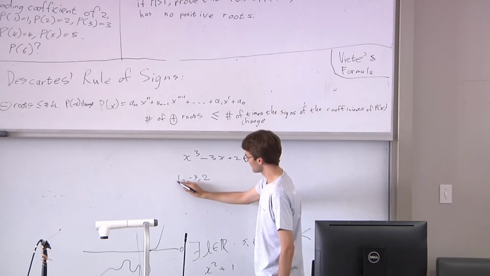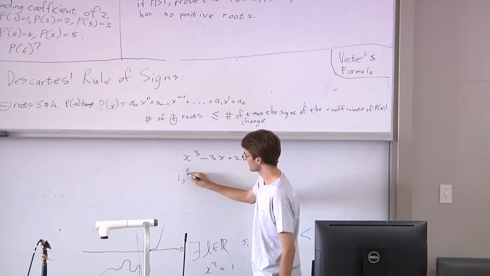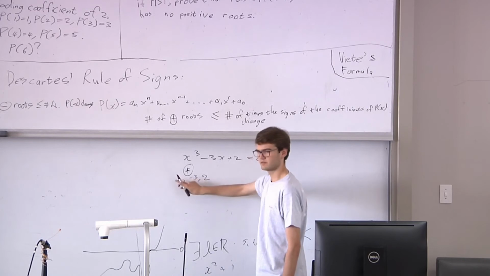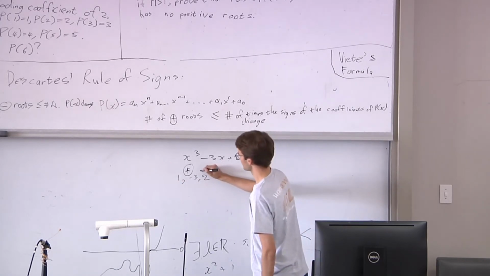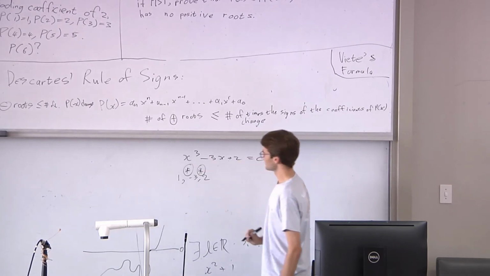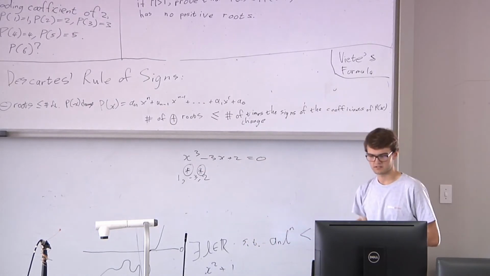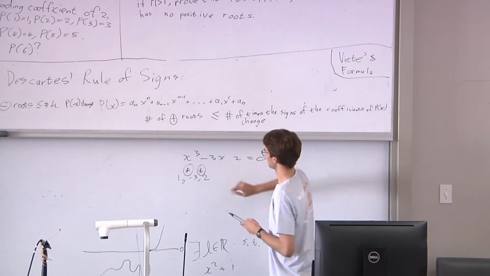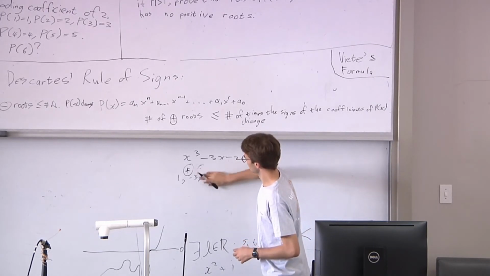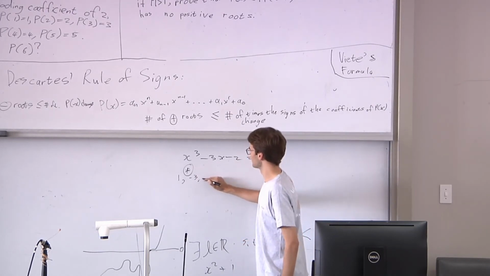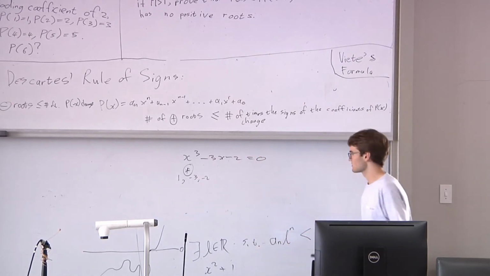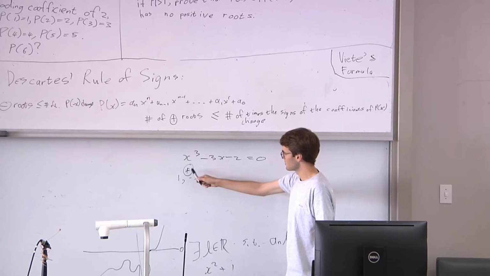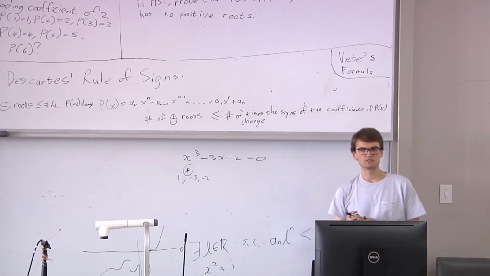So over here, the sign changes. It goes from a positive value to a negative value. And over here, the sign changes as well. It goes again from a positive value to, oh, sorry, this should be a negative. So here, the sign doesn't change. So that tells you that there is at most one positive root.